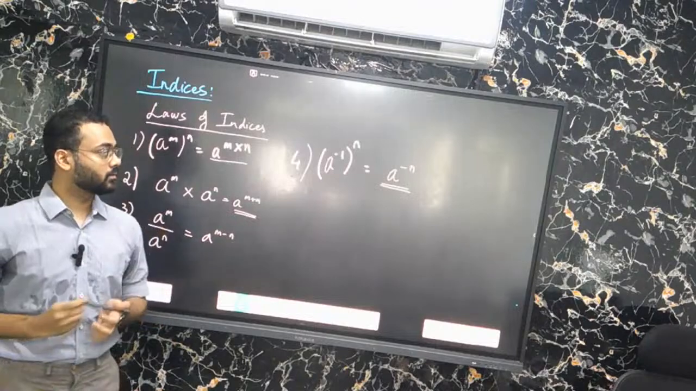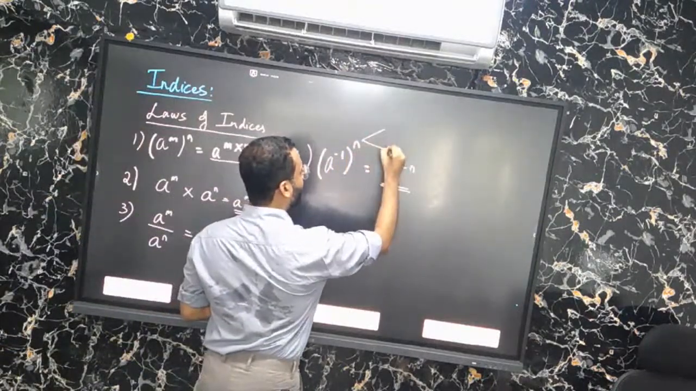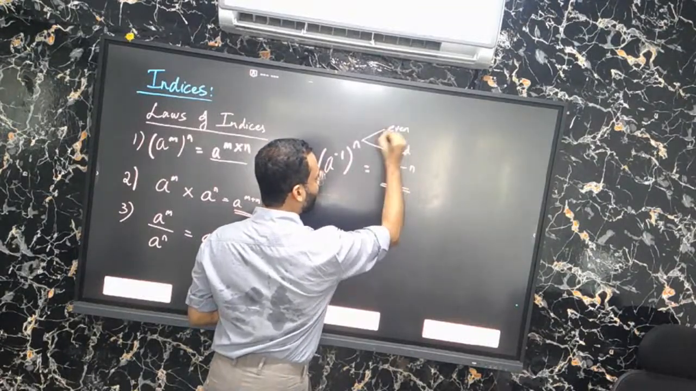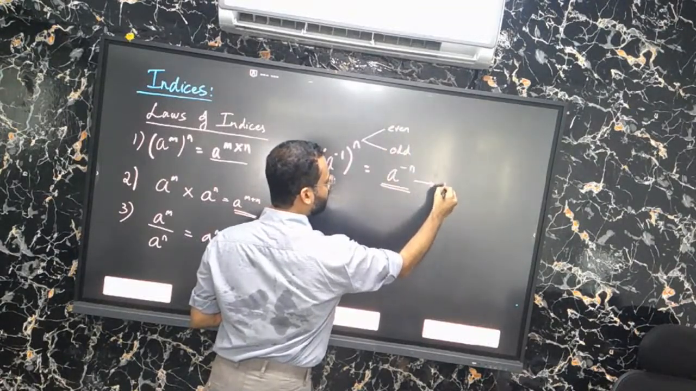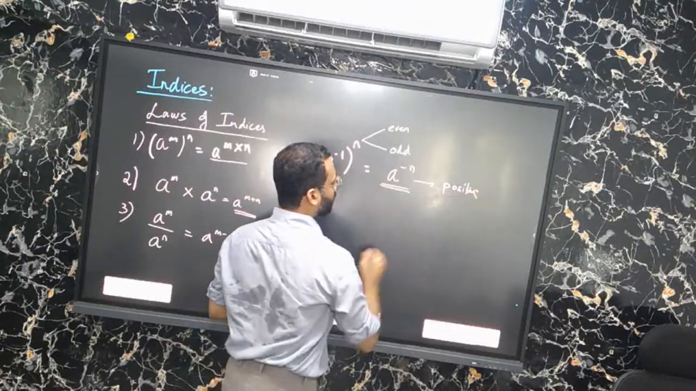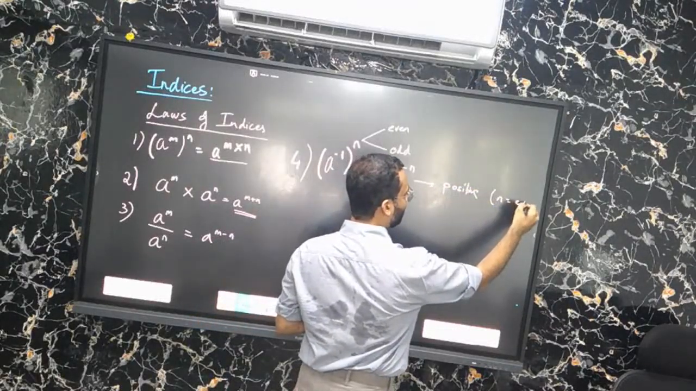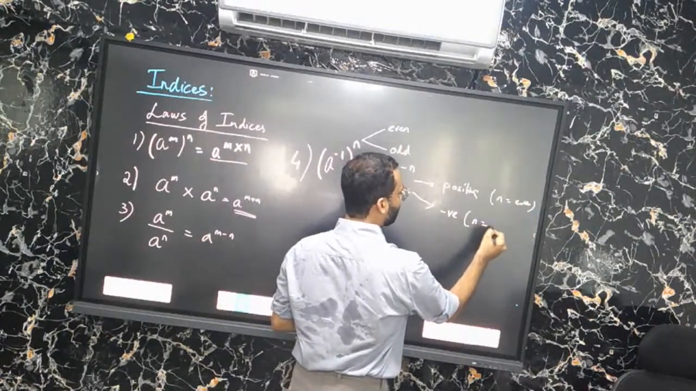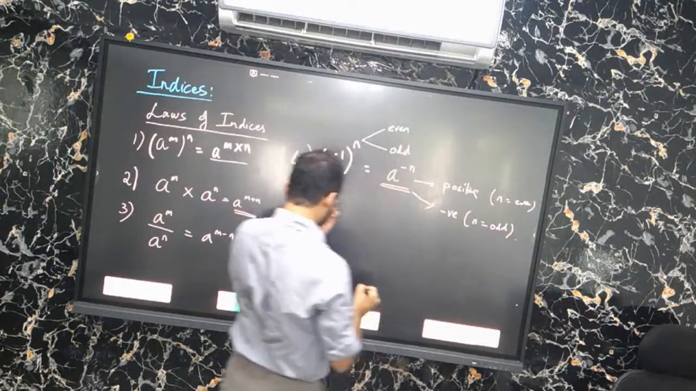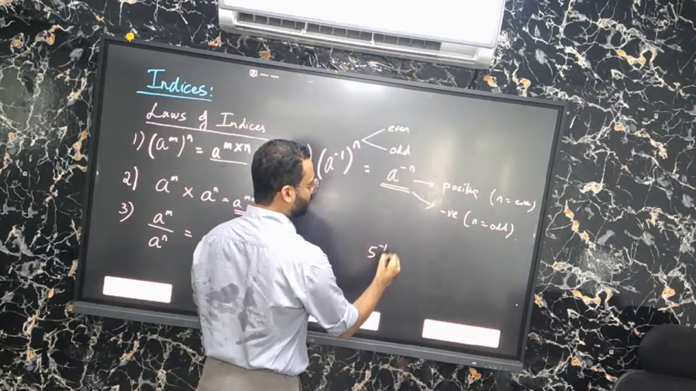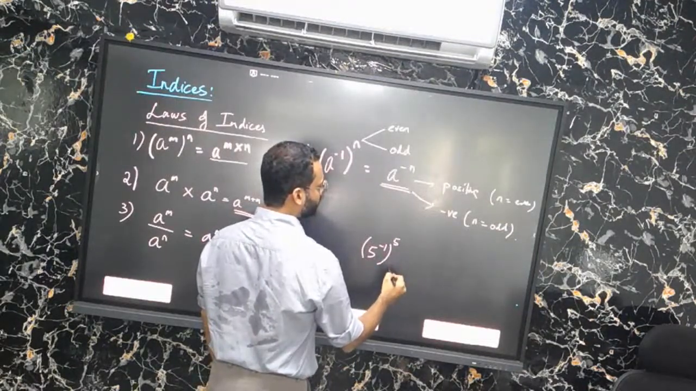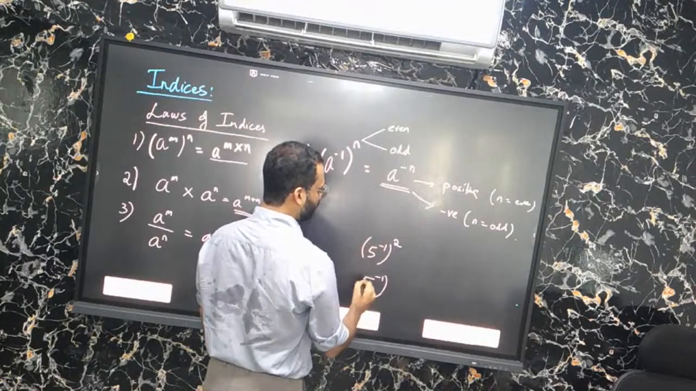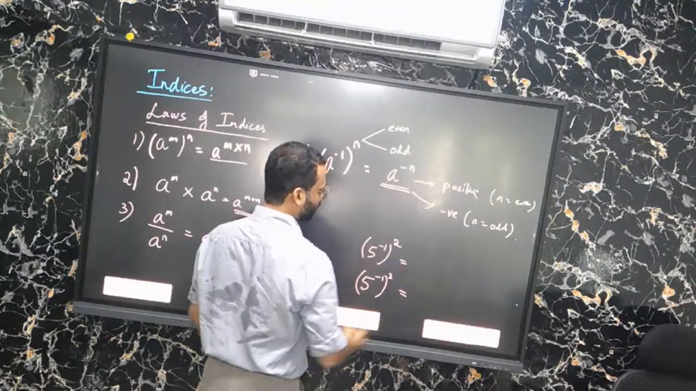Yes, there are two cases here. If n is even, then this value will be positive. But this value will be negative if n is odd. Suppose I write 5 to the power of minus 1 to the power of 2, and instead of 5 I will write 2, or 5 to the power of minus 1 to the power of 3, what will this equal?